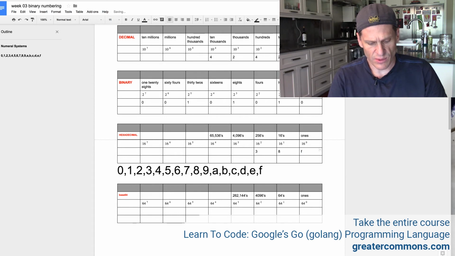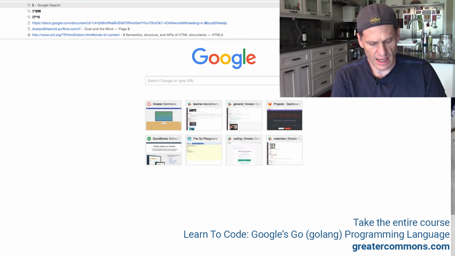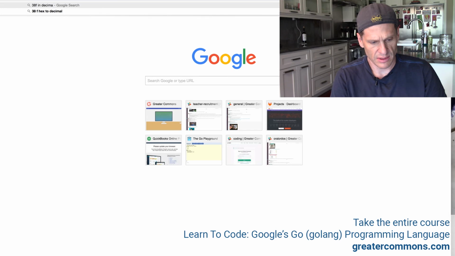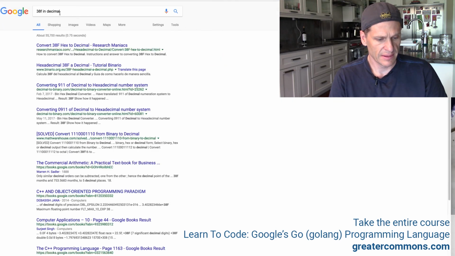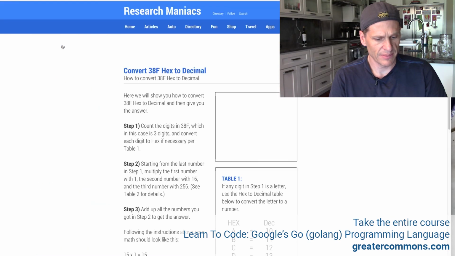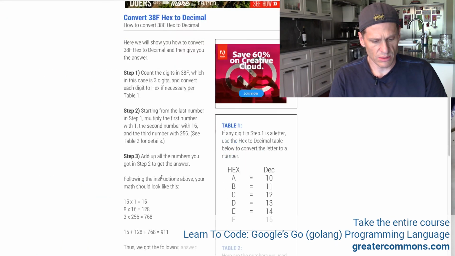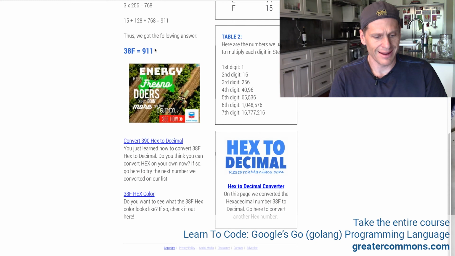And then we could check that, 38F, 38F in decimal. Convert 38F from hex to decimal. Calculator, 38F, 911.